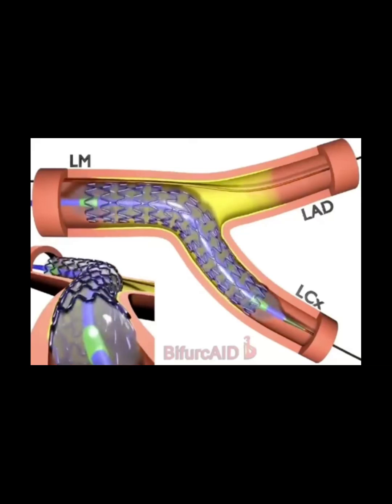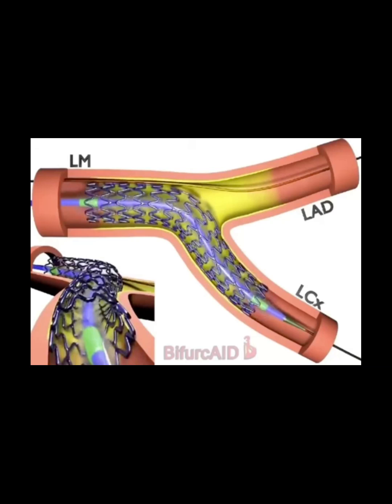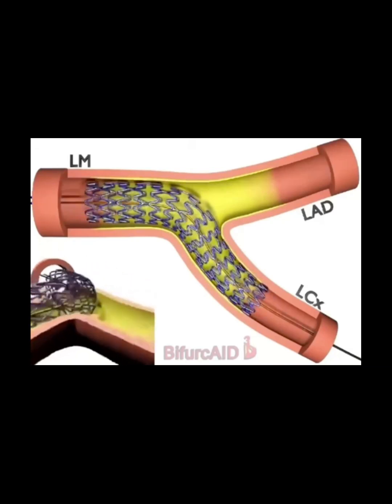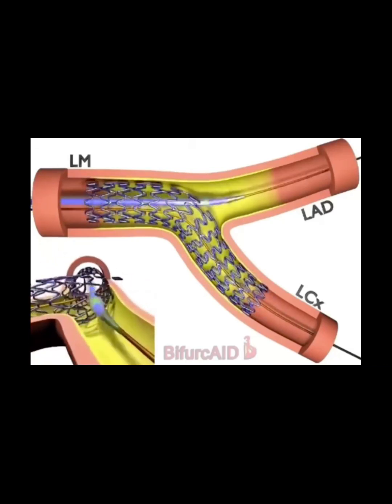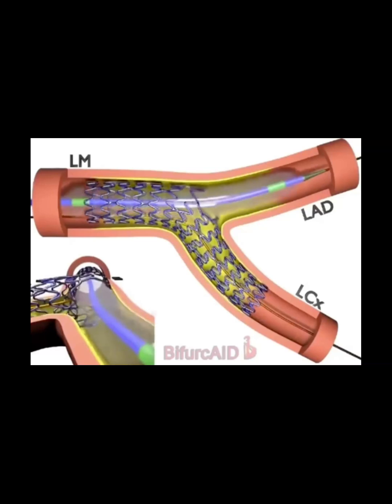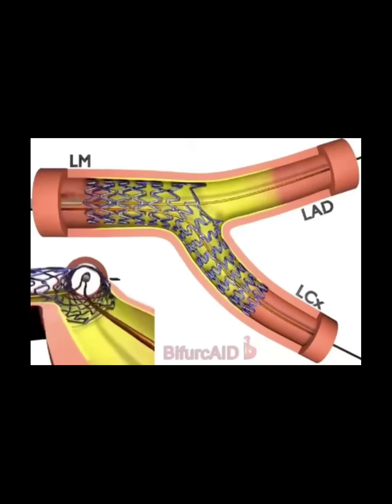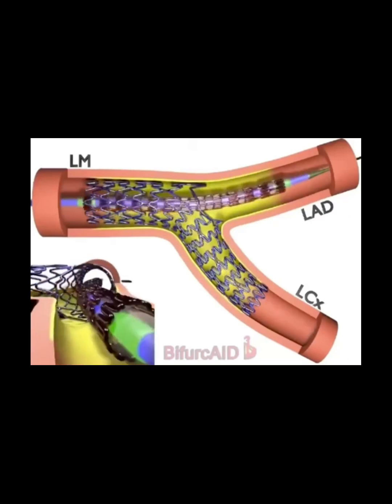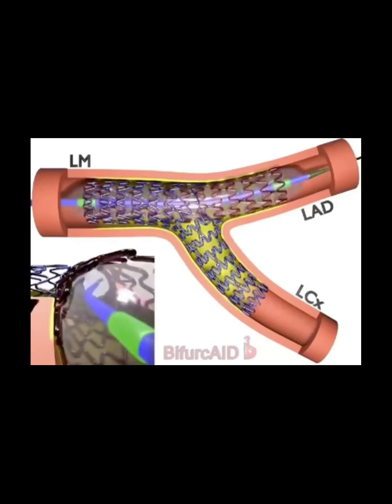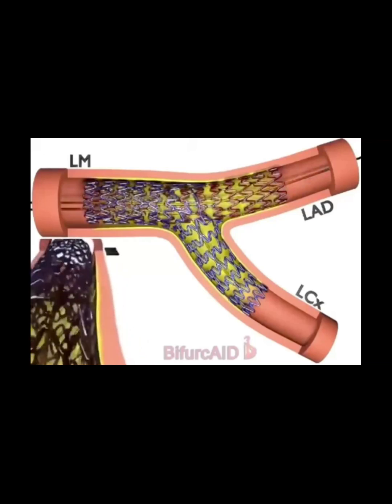Then the side branch is stented first with a diameter appropriate for the side branch vessel. Then an angiogram is taken, distal dissection is ruled out, then the main branch is rewired through the main branch, and the lesion is pre-dilated and then stented, as you see above.